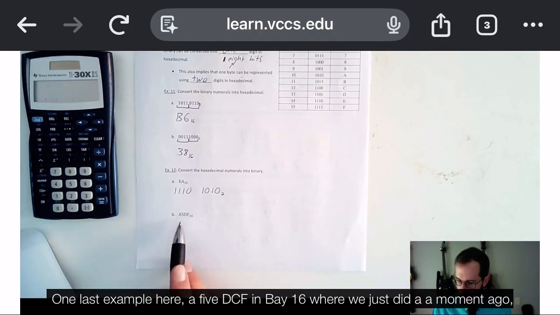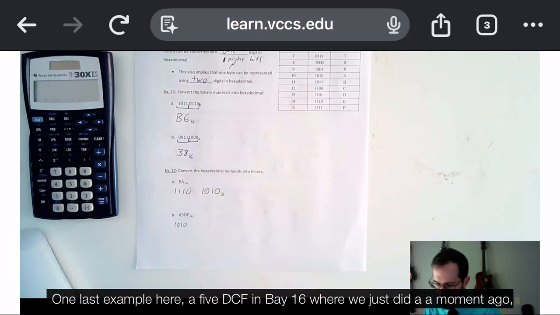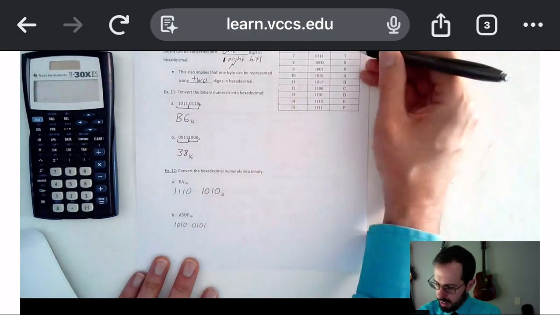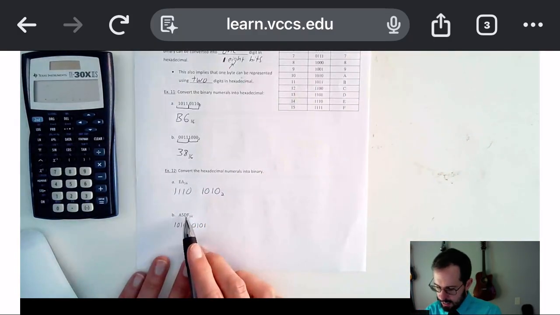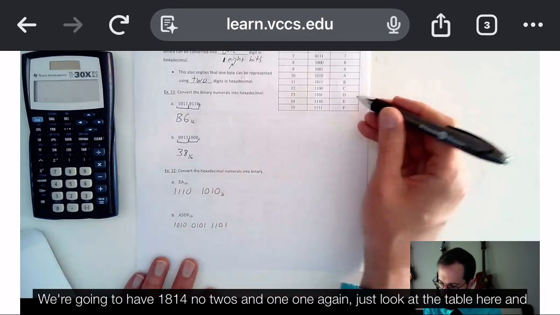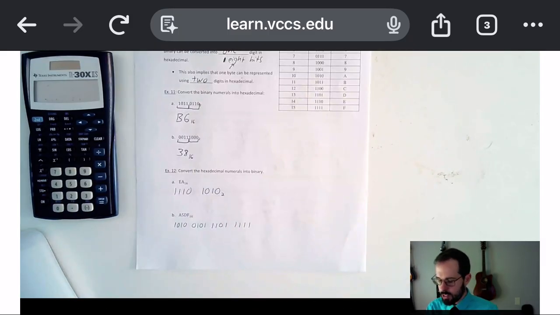One last example here. A5DF in base 16. Well, we just did A a moment ago. That's 1010. 5 is going to be no 8s, a 4, no 2s, and a 1. Or again, you just look up to here. D is 13. And 13, we're going to have an 8, a 4, no 2s, and a 1. Or again, just look at the table here. And then F is 15, and that's going to be maxing it out. Right, so just like this is the largest binary number we can express with 4 digits, F is the largest digit we can express in hexadecimal.